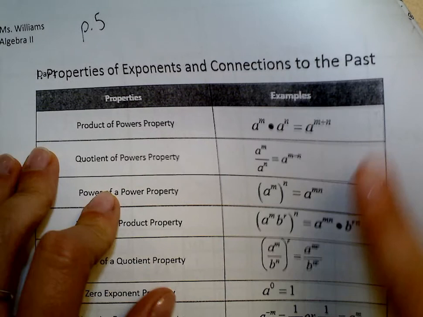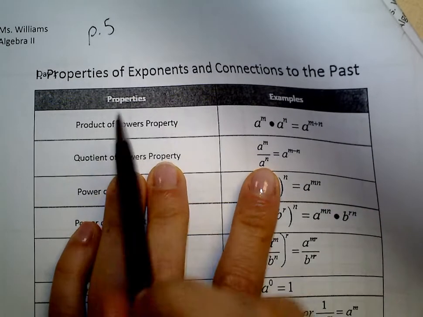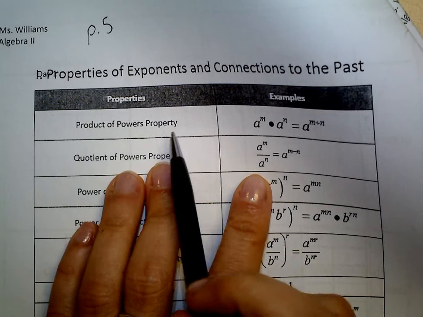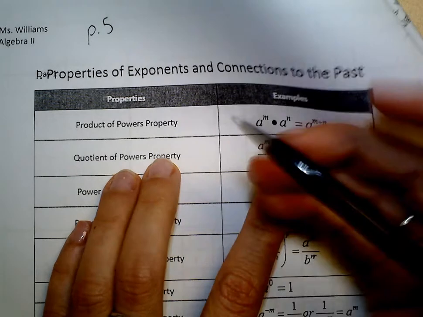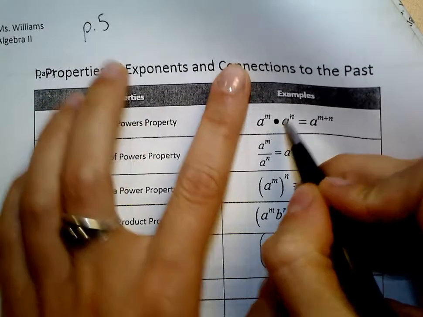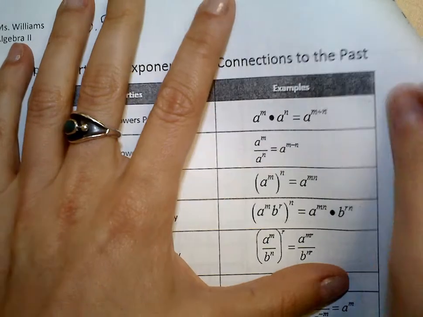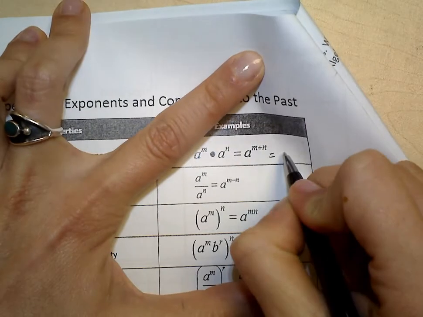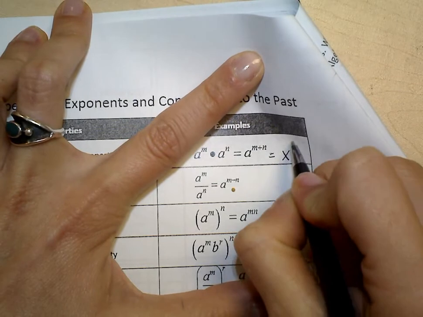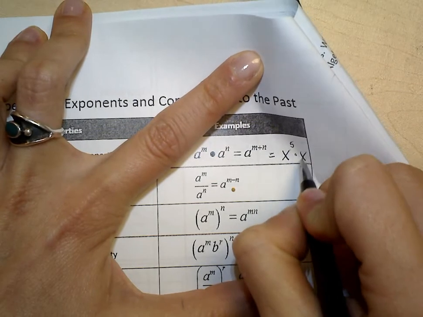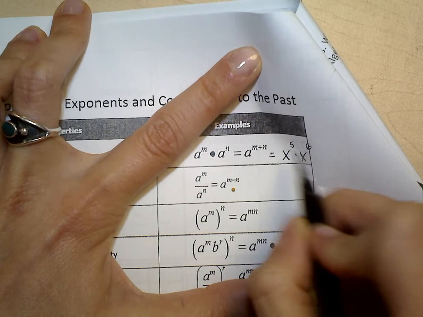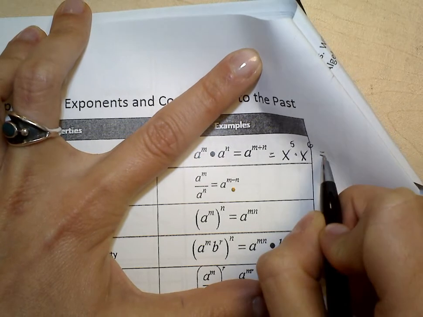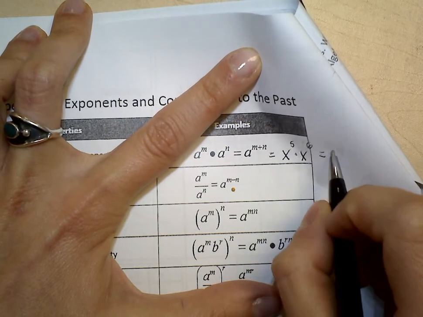Okay, so first, and you guys don't need to memorize the names of these properties, product of powers property. If we're multiplying by the same base, we add the exponents. So an example here would be if we have x to the 5th times x to the 6th, then I'm adding these exponents. So this would be 6 plus 5 gives me 11, so this would be x to the 11.